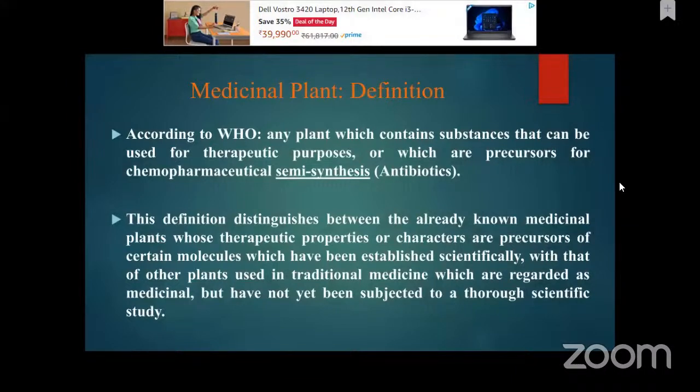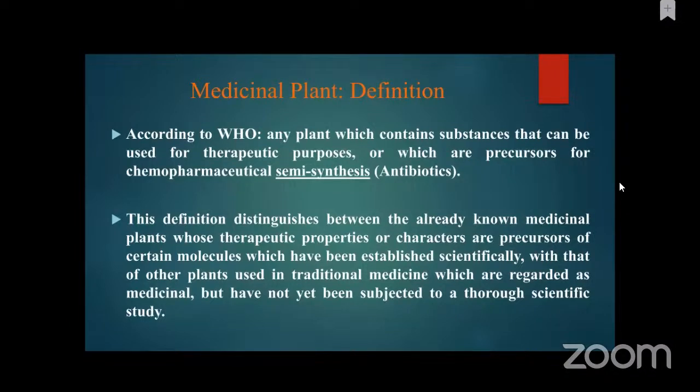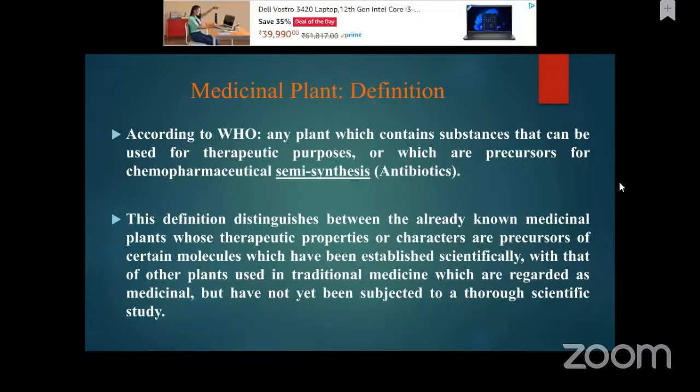According to WHO, the World Health Organization, any plant which contains substances that can be used for therapeutic purpose, or which are precursors for chemopharmaceuticals and semi-synthesis. So, what does medicinal plant mean? The plant should have a substance which helps to cure any disease. Therapeutic application should be there in any part of the plant.